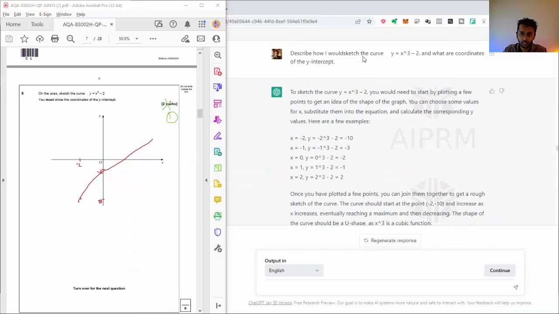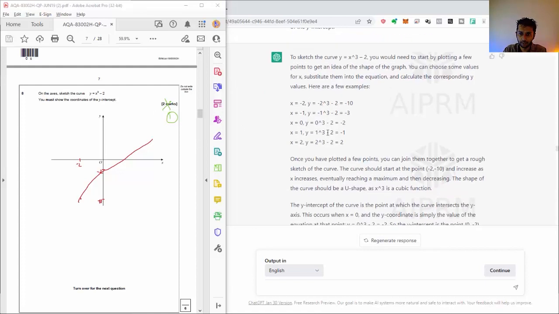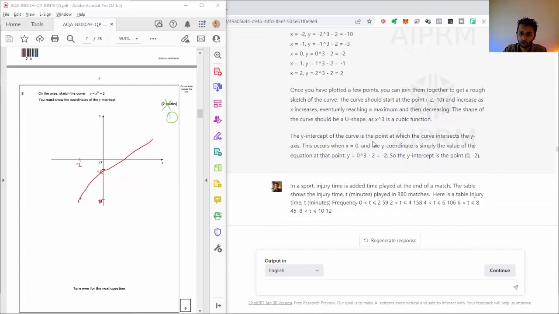Number 8, I asked it how would I sketch this curve, and what are the coordinates of the y-intercept. So I knew it wouldn't be able to sketch the curve because it's text-based, but I did ask for the y-intercept, and it did correctly give me the y-intercept, which is (0, -2), so we got 1 mark for that.